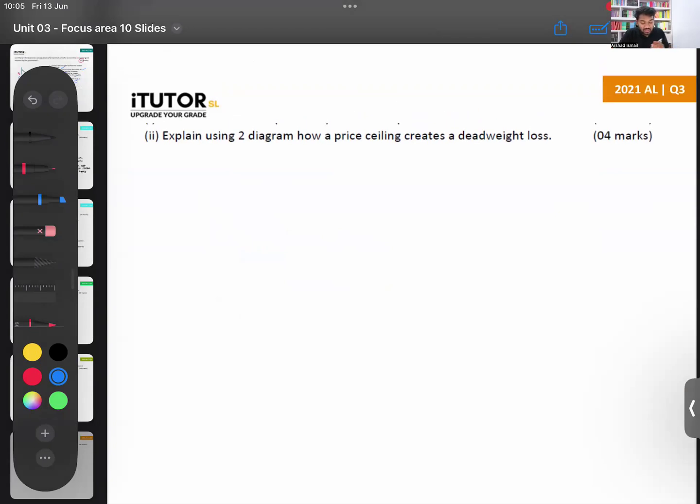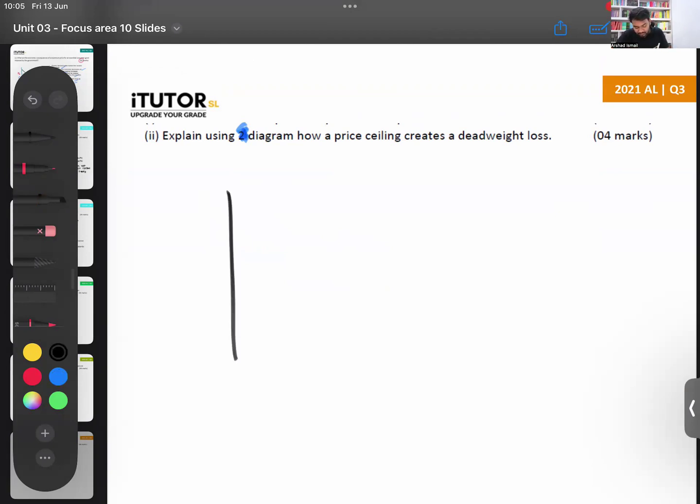Explain using two diagrams. Sorry, there is no 2 there. I think it has to be a diagram: explain how a price ceiling creates a deadweight loss. Remember, today before the break, we did taxes and subsidies deadweight loss. Now they're asking you, how does a price ceiling create a deadweight loss? So we'll draw and we'll see.